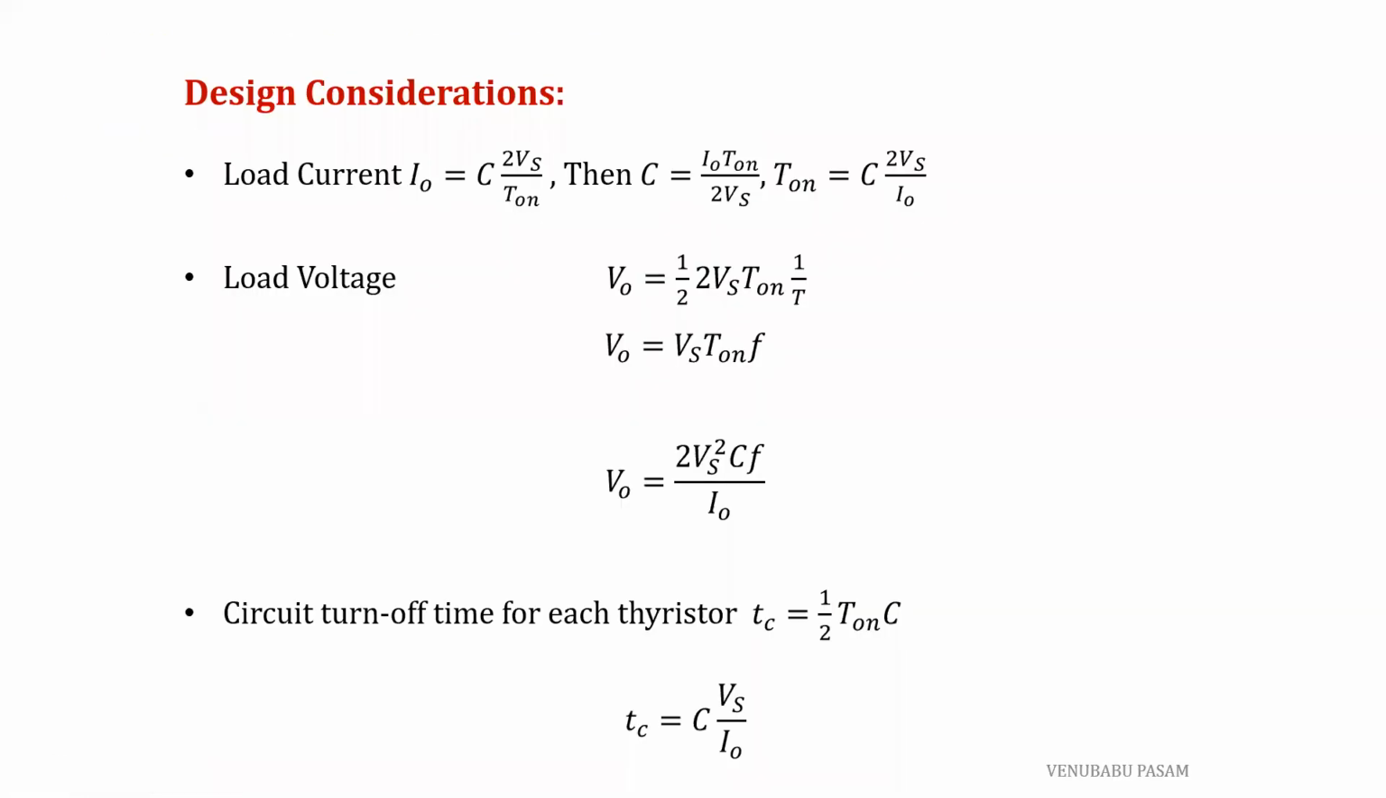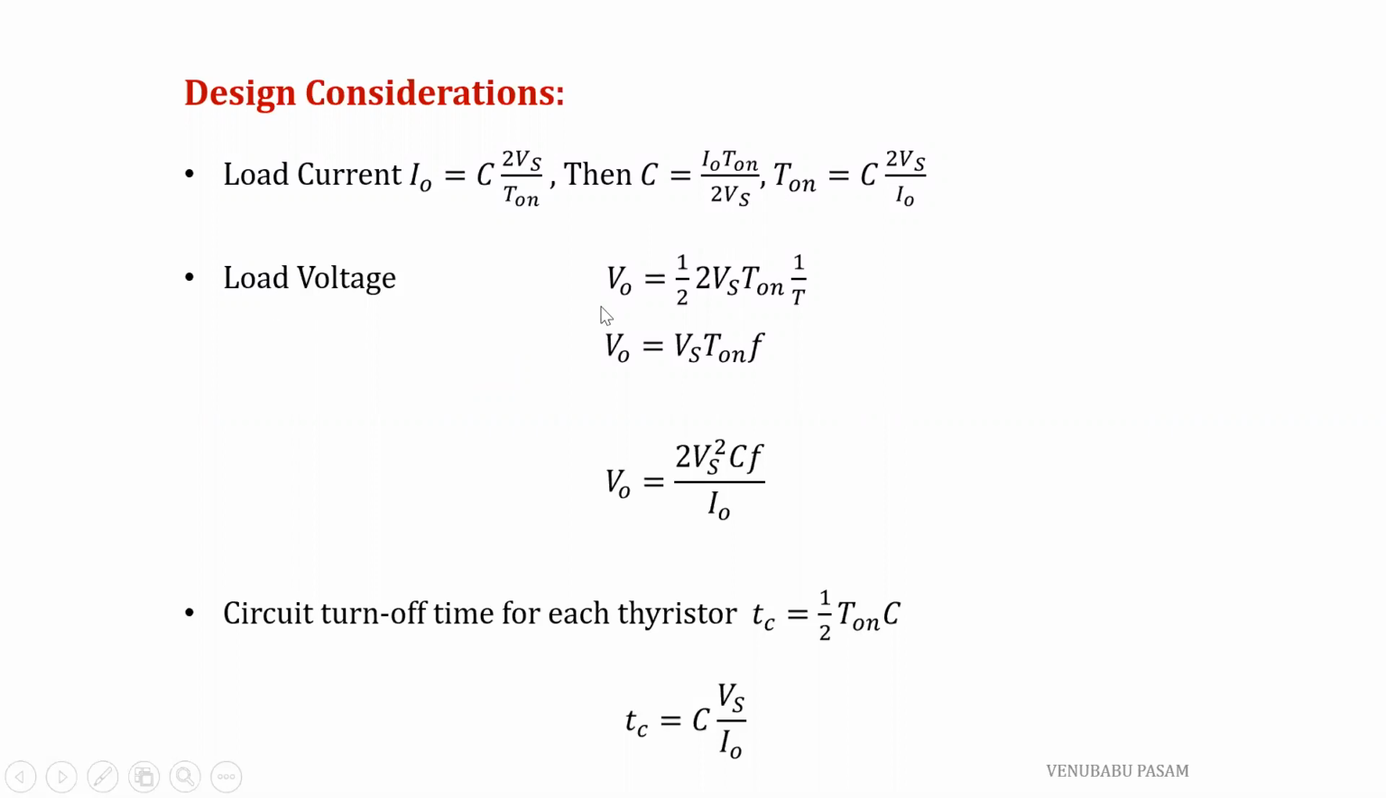Now coming to the design considerations of capacitor and inductor. Here we are not using any inductor, so only the capacitor. The capacitor value is obtained from the load current I0 equal to C into 2Vs by T on, giving the C value and T on value.